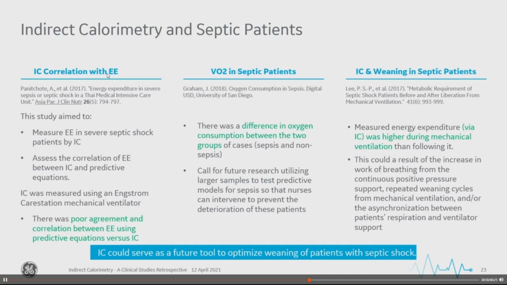And then the first article to the left, Panichot, was basically looking at determining the robustness of predictive equations versus calorimetry. Once again, poor agreement was identified between the predictive equations and calorimetry. There is some evidence looking at VO2, just being able to measure oxygen consumption in patients, that there was a difference in oxygen consumption between the groups of septic patients versus non-septic patients, which makes sense. Oxygen consumption should go up in a patient that is septic. That means that they are hypermetabolic.